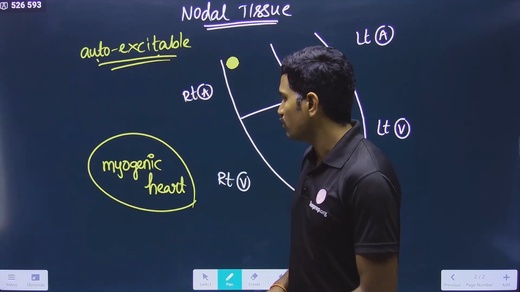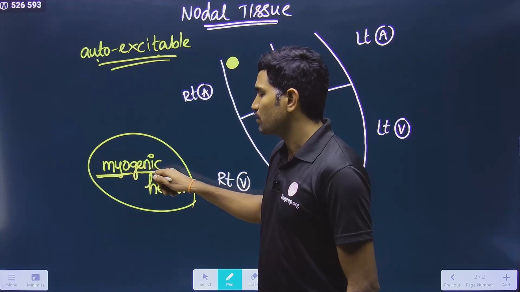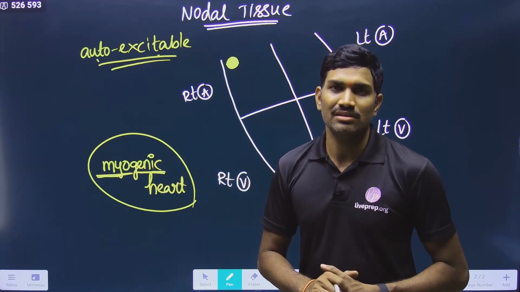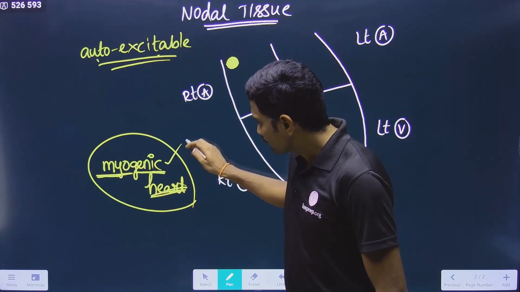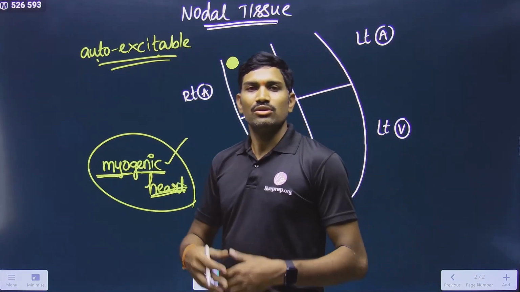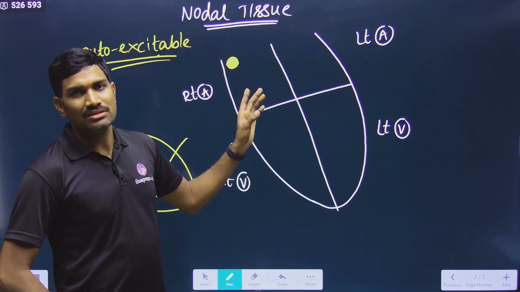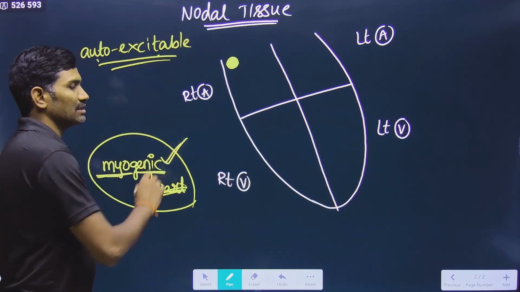What is the meaning of myo? Myo means muscle. Genic means producing. Muscle is producing. What is it producing? Contraction of the muscle cells. So heart muscle contraction is done by those muscle cells only. That means the contractions and relaxations are controlled by the heart itself. That's why it is myogenic.